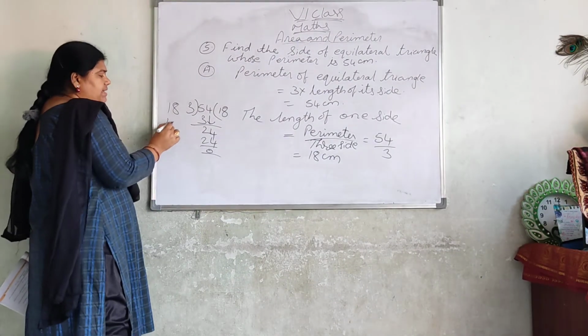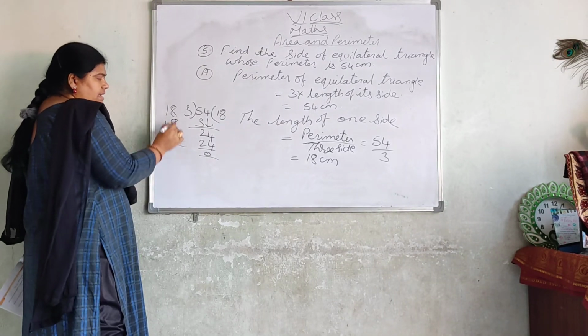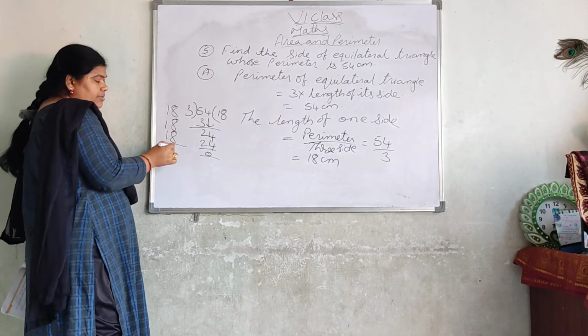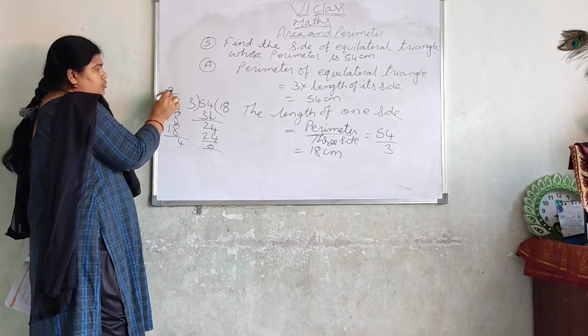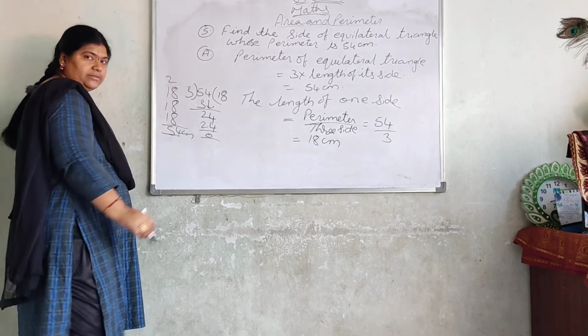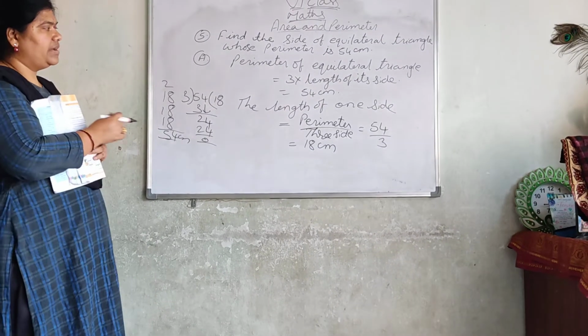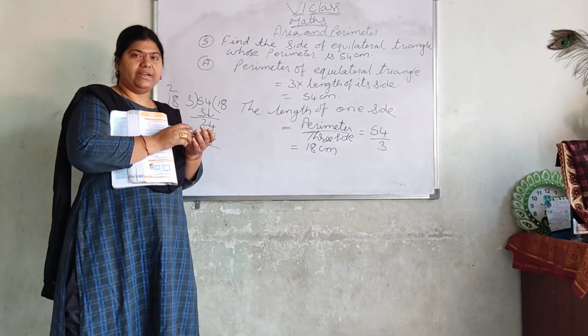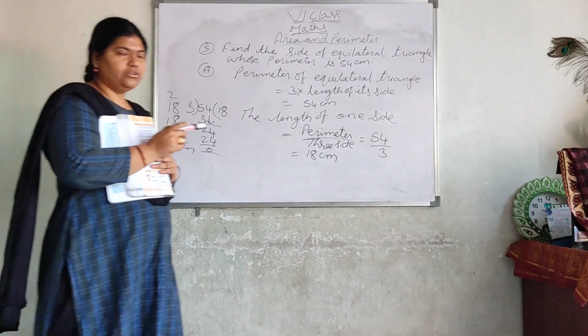If you want, you can check. 18, 18, 18. 8 eights are 16. 16 plus 8, 24. 2. 2 plus 1, 3. 3 plus 1, 4. 4 plus 1, 5. You got 54 centimeters. Did you understand? When the value of three sides is given, you have to find one side. Got the point? We shall go for the next problem.